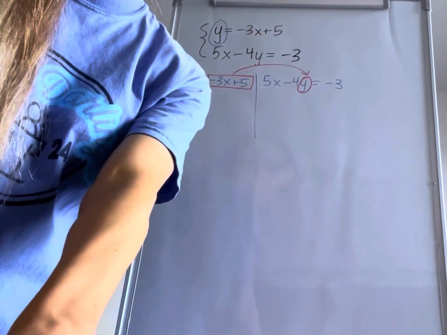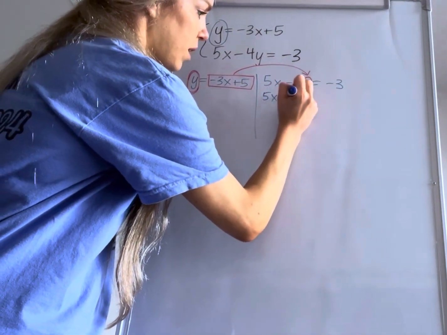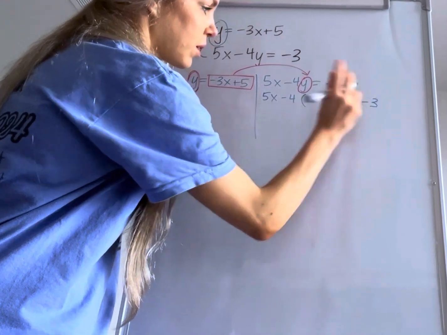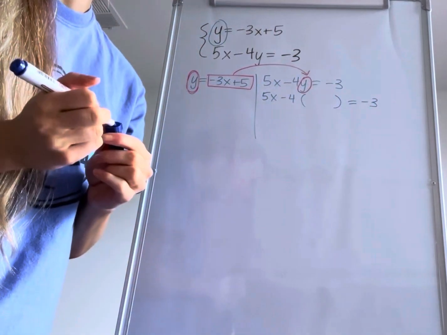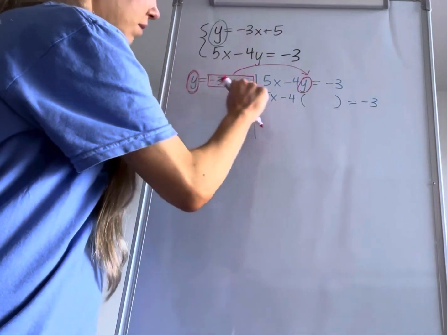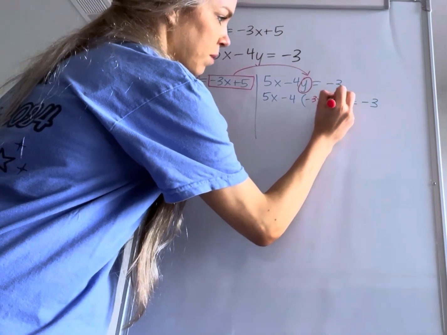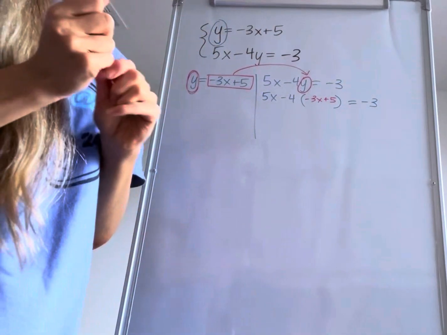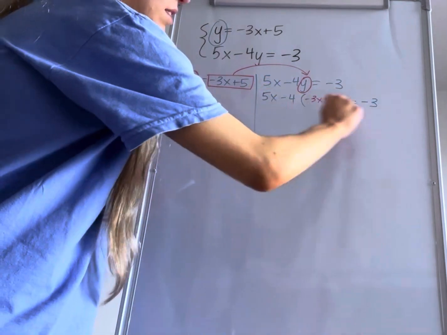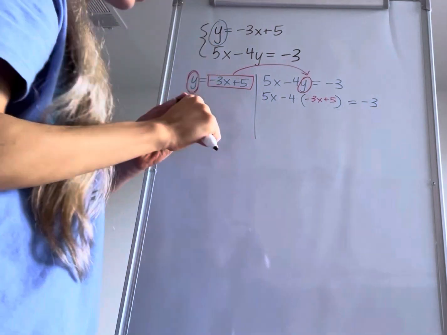And so I recopy the equation, 5x minus 4y equals negative 3. Y has been subbed out, he's gone. And in his place, we have negative 3x plus 5. Okay, and the point in doing this is now I have an equation that only has x. And so I can simplify this equation and solve for the x.